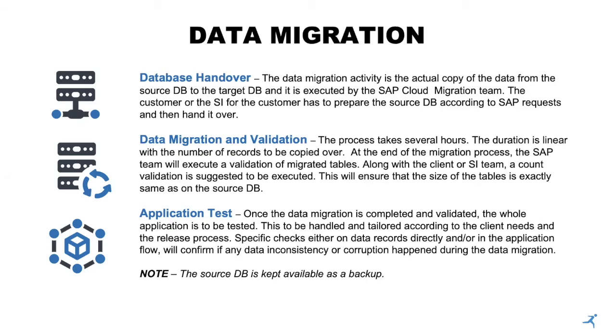This is when the SAP team will play a major role. So the source database is prepared as per SAP request, such as all cron job stops, cooldown executed, replica disconnected from production master, and so on. And then it is handed over to SAP Cloud migration team. The team will execute the data copy from source to target DB.